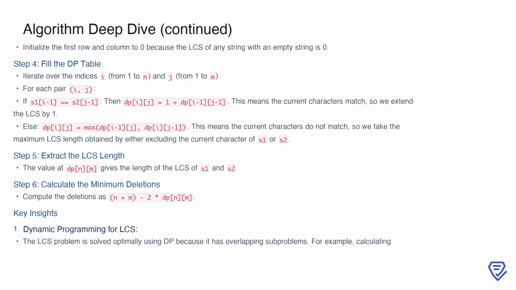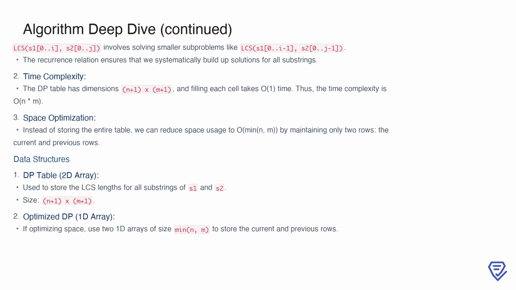Once the table is fully populated, the value at dp[n][m] represents the final LCS length for the two strings. This value is then used to compute the total deletions as n + m - 2 * dp[n][m]. The process of filling the DP table leverages the fact that the LCS problem can be broken down into smaller overlapping subproblems. For example, computing LCS(s1[0..i], s2[0..j]) depends on solutions to smaller subproblems like LCS(s1[0..i-1], s2[0..j-1]).